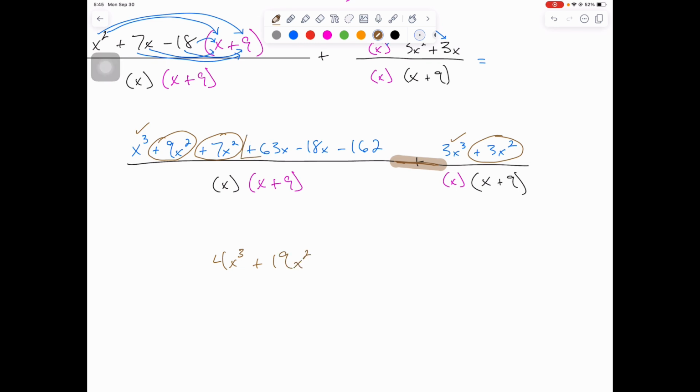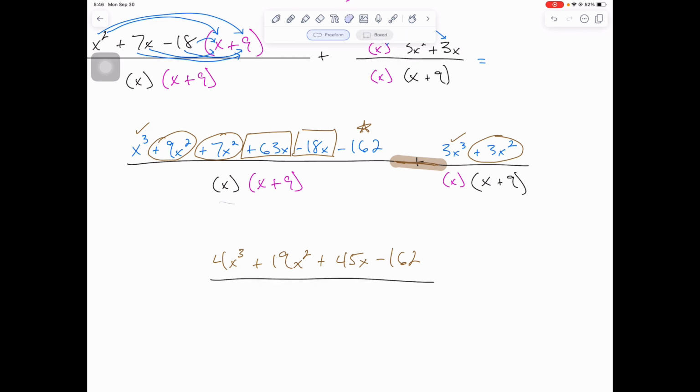All right, I will box my 63x. Anything with just an x? Yes, that negative 18x. 63 minus 18 gives us 45. Don't forget the x. I'll put a star over our negative 162, which cannot be combined with anything. I'll go ahead and write that. Keep it over our common denominator.